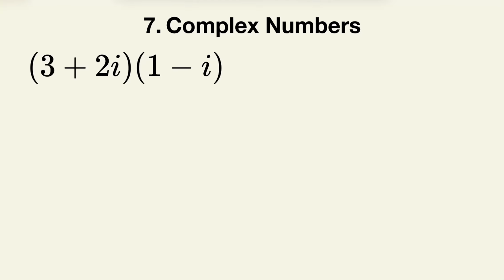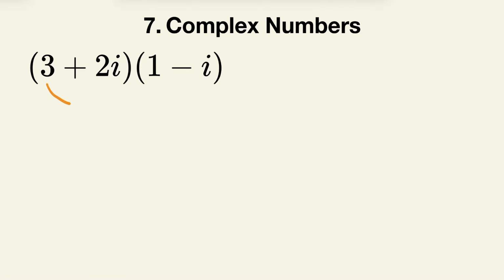Here is the complex numbers problem. We have the quantity 3 plus 2i times the quantity 1 minus i. The first thing I'm going to do here is multiply using FOIL, which is first, outer, inner, and last. So let's go ahead and begin.